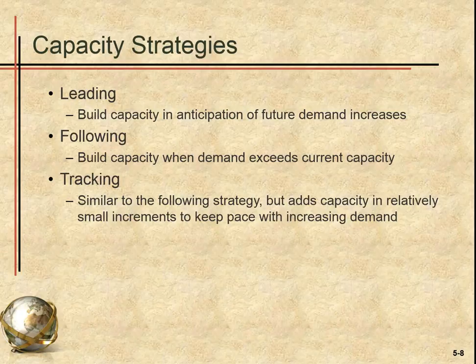The third option is in between. It's tracking. Tracking is similar to following, but instead of going in big jumps, you add capacity in small increments as you see demand going. The tricky thing about tracking is how you track demand and match your capacity as close as possible to this demand. So this tracking mechanism can be pretty complicated. But in reality, most businesses try to use tracking because, between leading and following, tracking seems to be the most cost-efficient way to go about capacity planning.